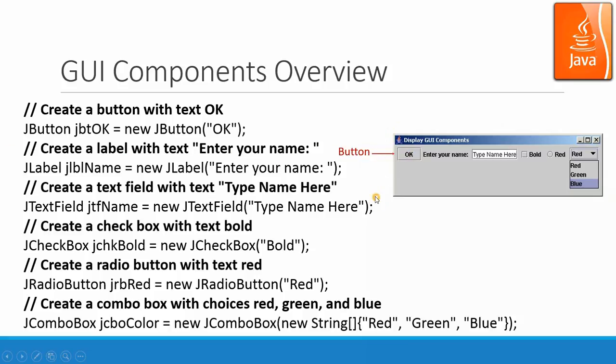So this is the button. And this is the label. And this is the text field. And checkbox. And then radio button. And then combo box.